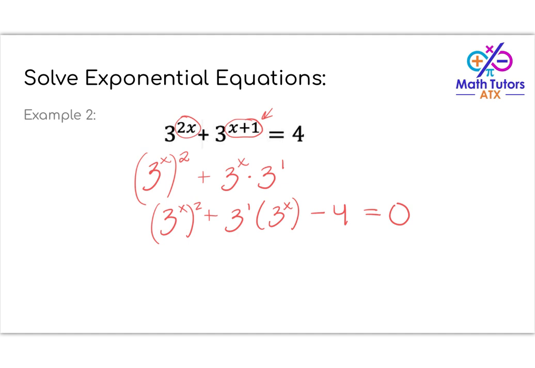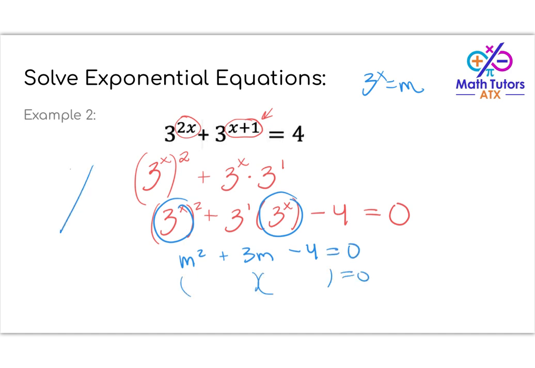So again, I'm going to replace 3 to the x now with my favorite variable, m. So I have m squared plus 3m minus 4 equals 0. Again, we can go ahead and factor: what multiplies to negative 4 and adds to 3? Well, that must be 4 and 1, but obviously the negative 1. So m plus 4, m minus 1. m equals negative 4, and m equals 1.